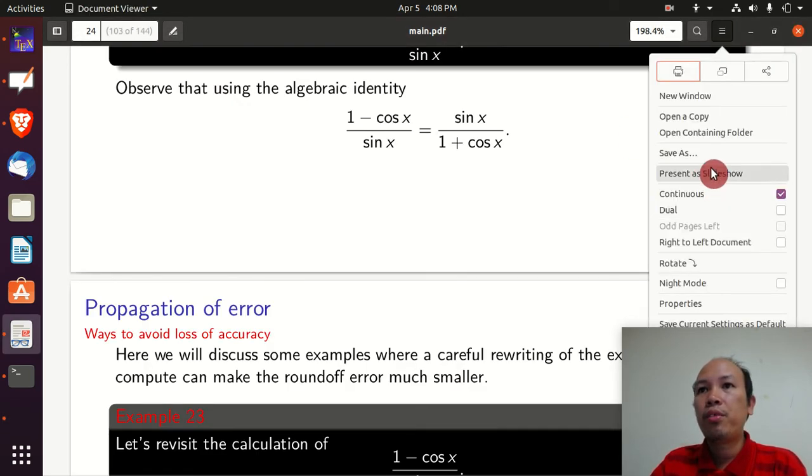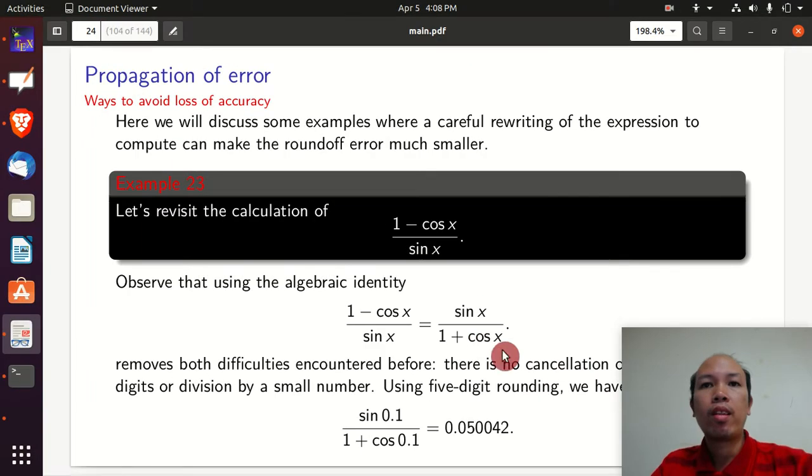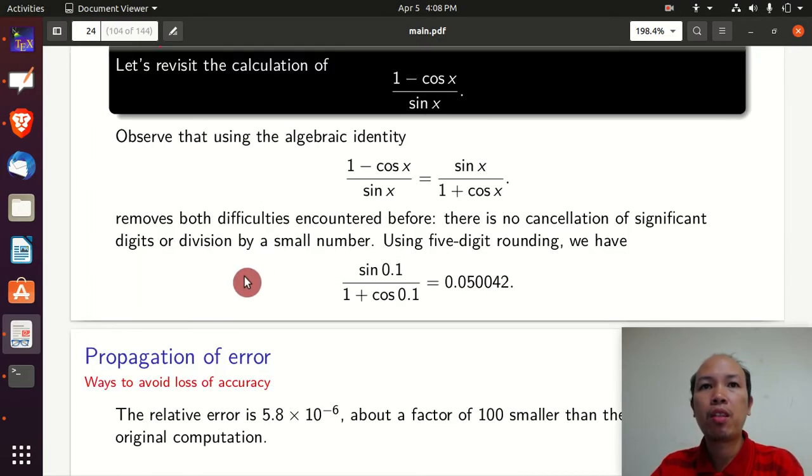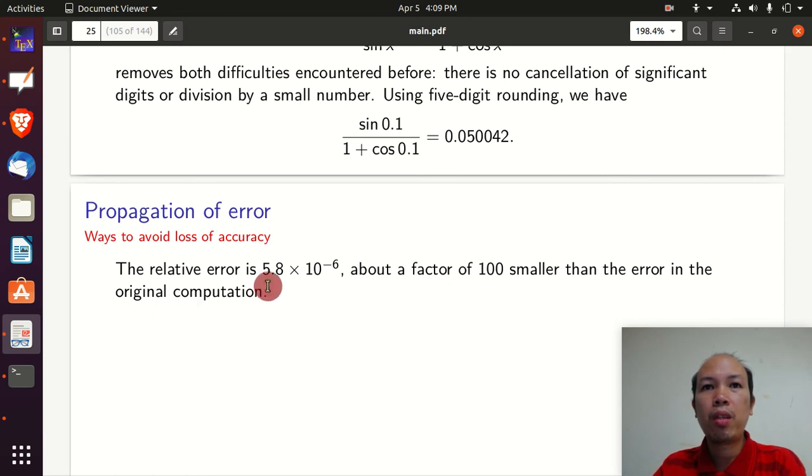And then after that, as you can see here, it removes both difficulties encountered before. There is no cancellation of significant digits or division by a small number. So the result would be this one if we use x equal to 0.1. The relative error is 5.8 times 10 to the negative 6, about a factor of 100 smaller than the error in the original computation.